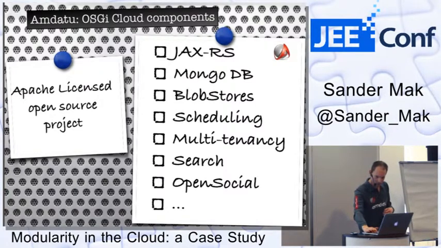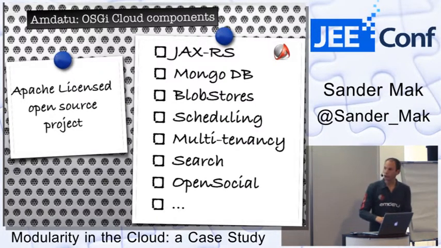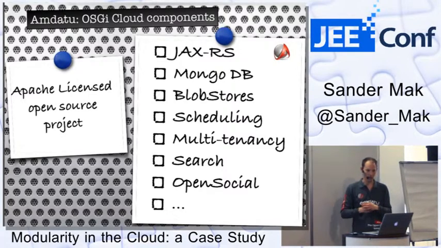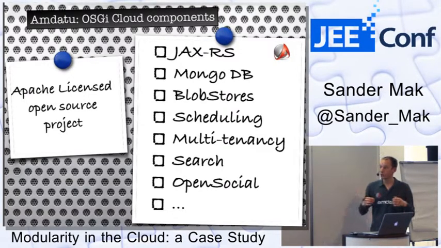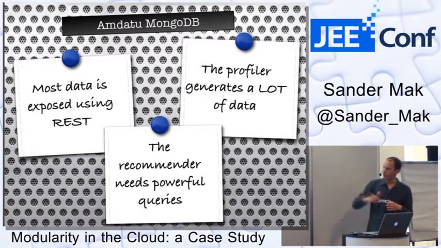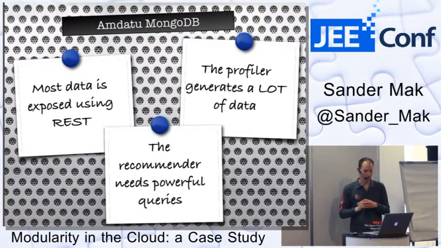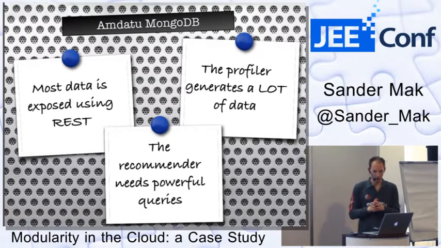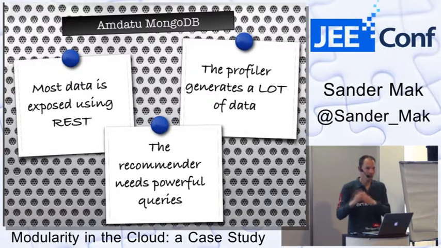And for example, if you look at the Andatu MongoDB component, why did we choose MongoDB? Well, most of our data is already in JSON and in REST form, because of the choice that we made for HTML5 and JavaScript. So it makes sense to store this in a database that's natively supported. The profiling that we have generates lots of data, lots of data that we don't even know what to do with yet, but we will. But we need to support the scalability characteristics that come with this profiling data.